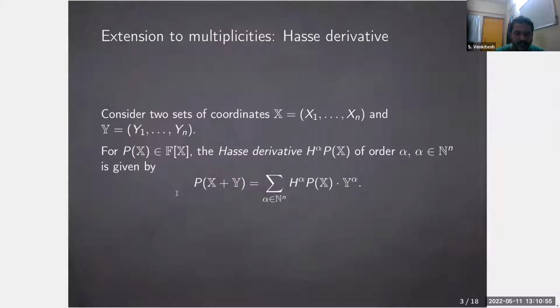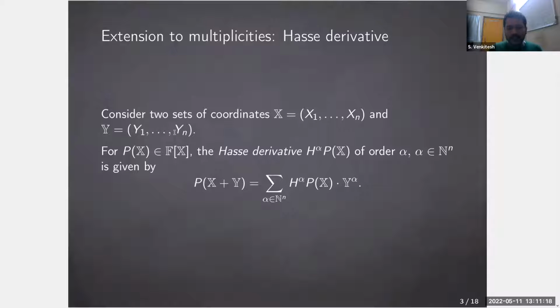Right. So we are interested in extensions to multiplicities. And by multiplicities, what I mean is we will now look at not just evaluations of polynomials, but also evaluations of the derivatives of polynomials. So the usual derivative in the sense of calculus doesn't really apply when you consider polynomials over finite fields. And there's a simple adjustment to this.